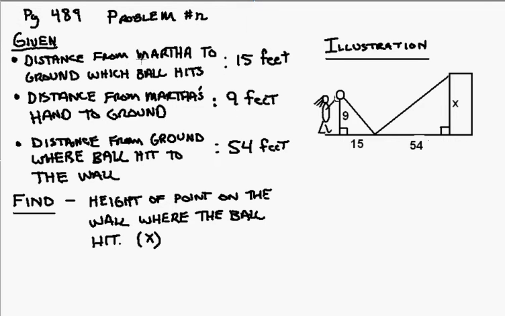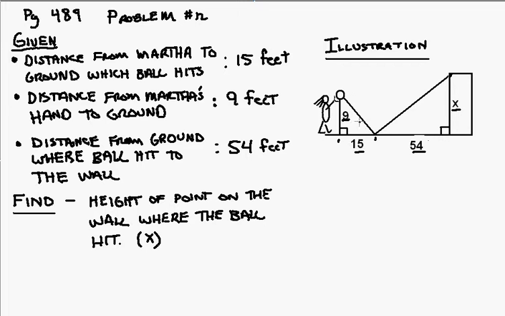Alright, so let's look at the given. First off, we have the distance from Marta to the ground where the ball hits. That's 15 feet. So from this point right here to this point here is 15 feet. The distance from Marta's hand to the ground is 9 feet. The distance from where the ball hit the ground to the wall is 54 feet. And we're supposed to find the height of the point on the wall where the ball hits. That's this point right here, and we're going to call that x.